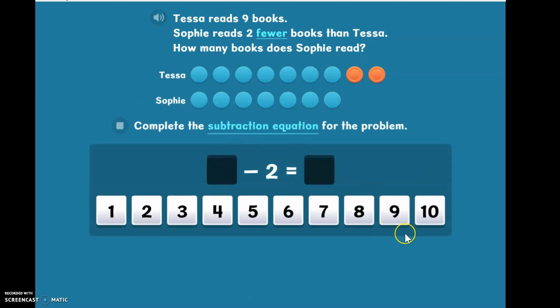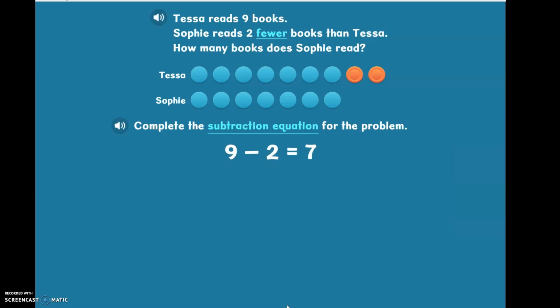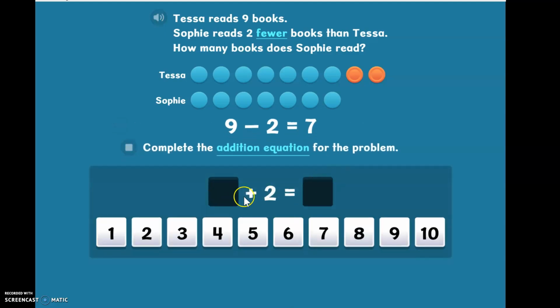Complete the subtraction equation for the problem. So our whole was 9. That's how many books Tessa read. 2 fewer was Sophie's, and Sophie read 7. Then we're going to do the addition sentence and we'll be done. Complete the addition equation for the two parts of the problem. 7 plus 2 equals 9.